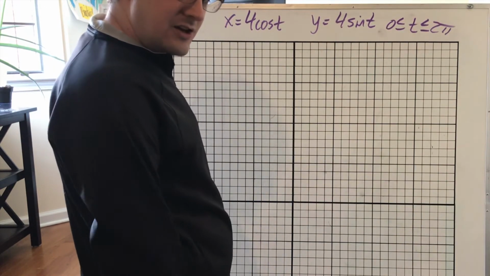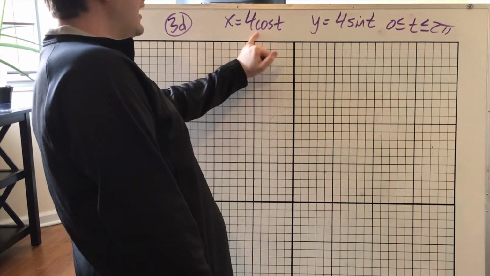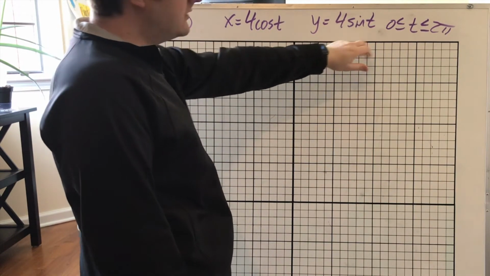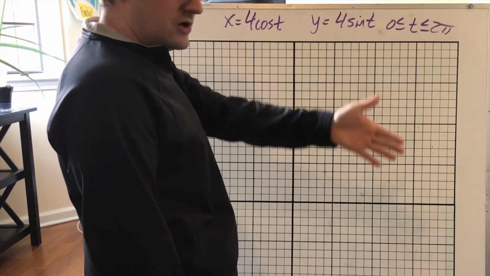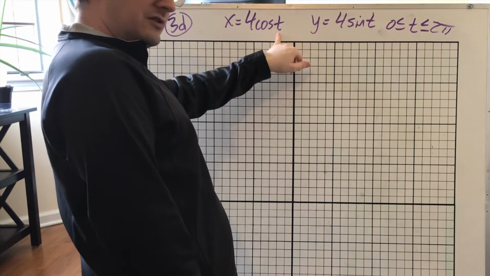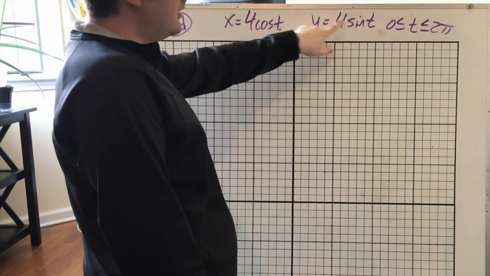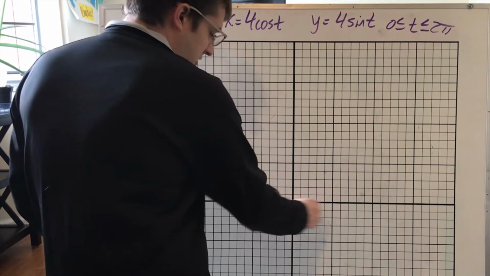All right, for 3D, I think you're going to recognize the shape once we start plugging in some values here, but we have x is 4 cosine t, y is 4 sine t, and we have the interval for t values going from 0 to 2 pi. So I'm going to start off with 0, and I plug that in. Cosine of 0 is 1, and sine of 0 is 0, so I'm going to have 4, comma 0 as my first point.